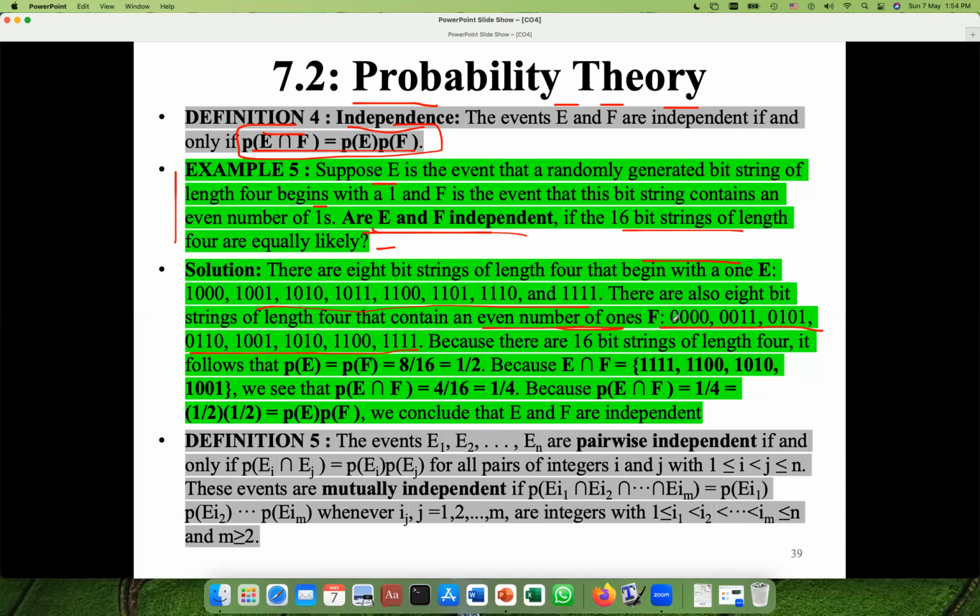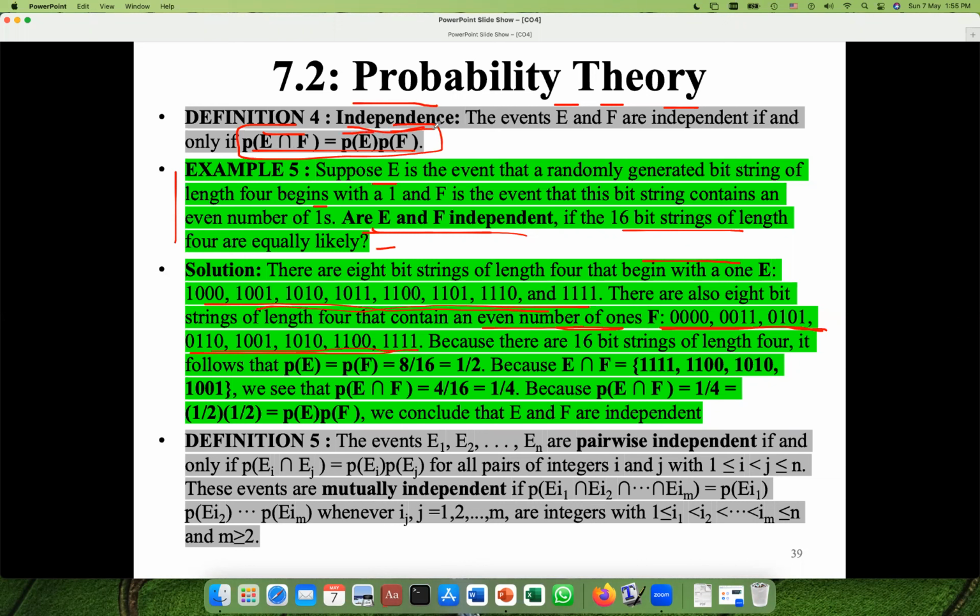So this is the F. And E is what? From those 16 strings, the strings which start with 1 are written here. And F is the one in which the number of ones is even. Either it can start with 0 or 1, no issue. So that's why from those 16 bit strings, I'm just writing them, without giving further explanation. Now you have E and F. So the probability of E intersection F should equal the probability of E times the probability of F. So you have to calculate the probability of E individually and the probability of F individually.